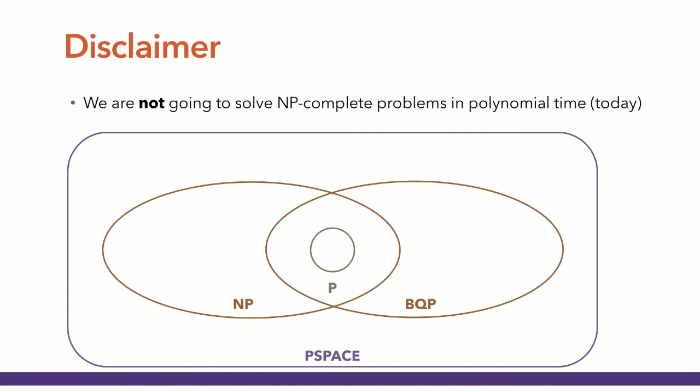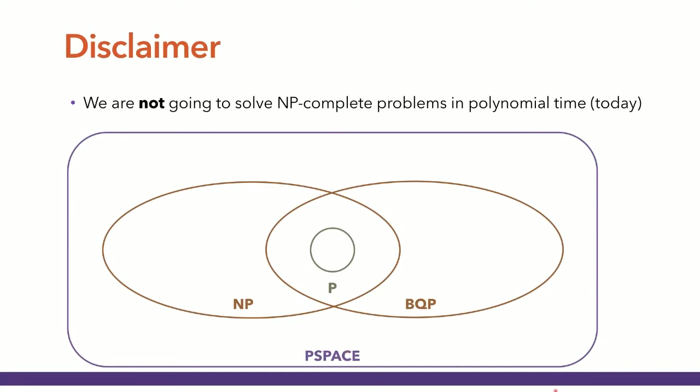And really, the main takeaway is that we are not going to solve NP-complete problems in polynomial time today, or probably ever. It is a common assumption people hold that NP is not in BQP. So there are some problems that are not solvable on quantum computers in polynomial time.